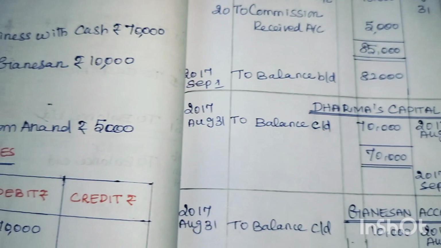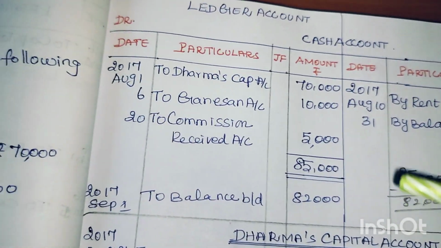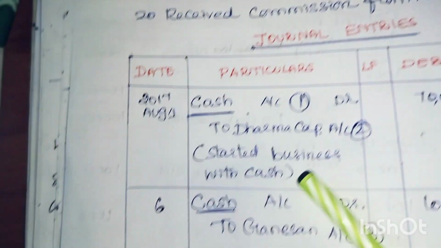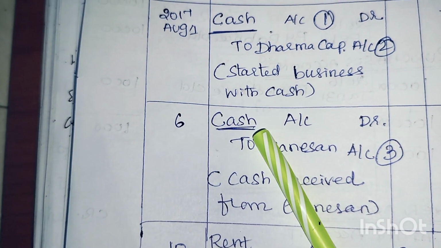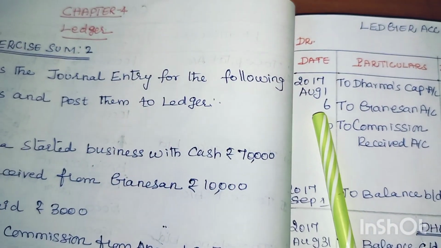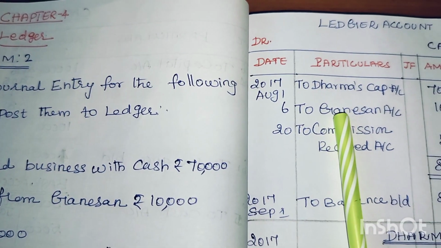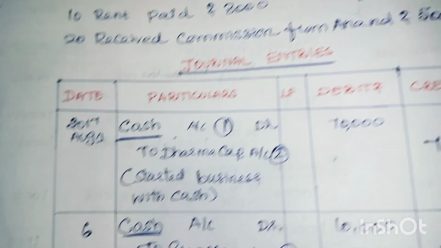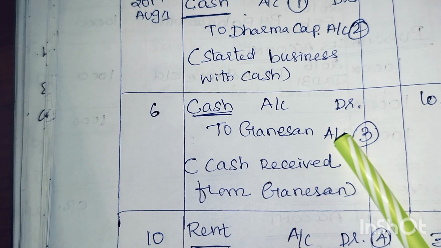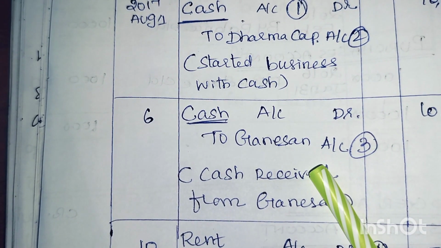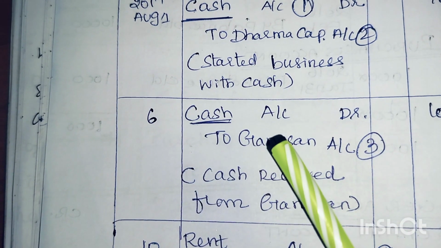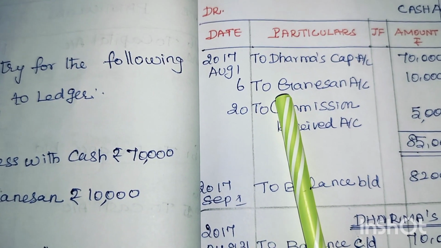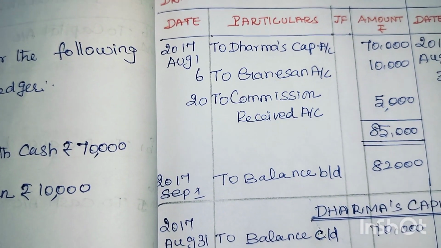So we go to ledger account, where we go on debit side. Why do we go to debit side? Because cash account is on debit side only. What is the date? Dated August 6. Okay. What do we have to write here? We have to write the opposite account. What is the opposite account? The opposite account is Ganesan account. So we go to debit side, dated 6. What do we have to write? To Ganesan account. So we write here to Ganesan account. How much rupees? 10,000 rupees.